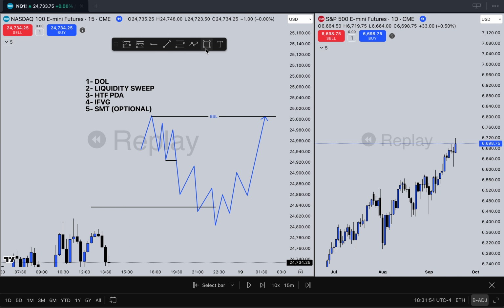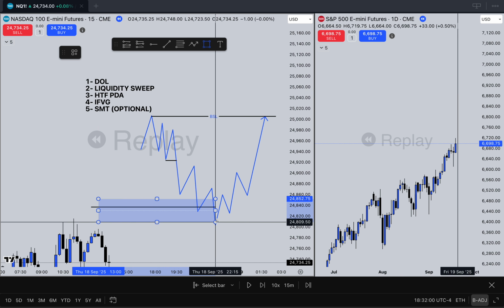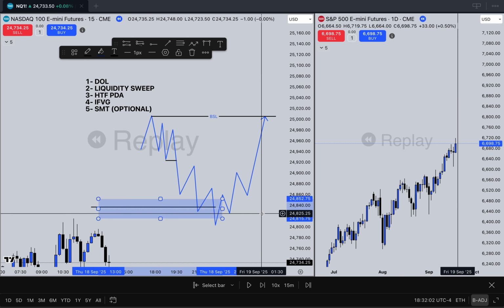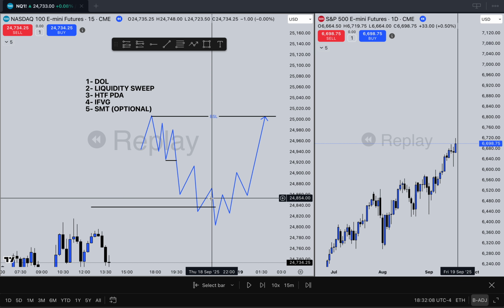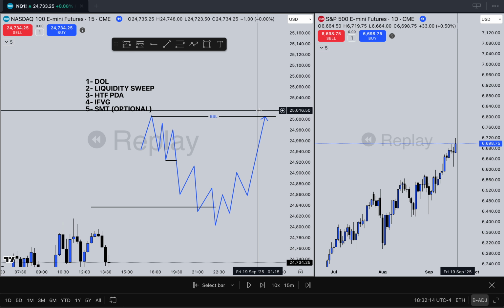Those paired with us hitting already unmitigated PD arrays, right? This being discounted fair value gaps, order blocks, rejection blocks, breaker blocks, whatever it may be. We need to go and fill in more orders and collect more liquidity to have that move up.